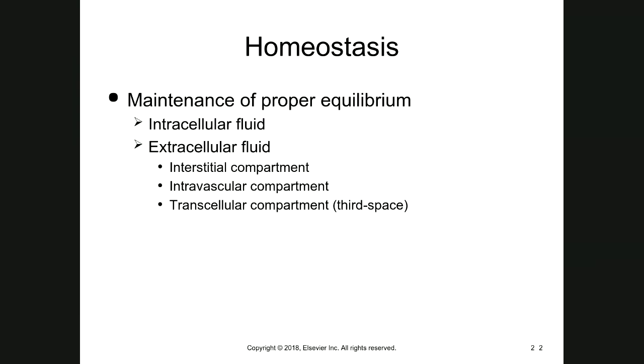Transcellular compartment, also known as the third space that we've talked about, contains the mucus, gastrointestinal, the cerebral spinal fluid, the pericardial, and the synovial and ocular fluid. Review the table in 12.1.